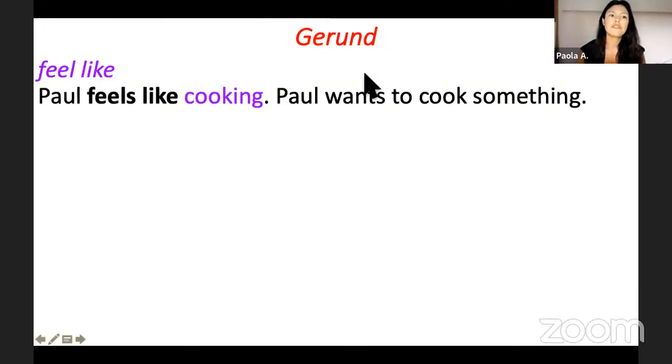Next verb, feel like. Could you read the sentence? Paul feels like cooking. Paul wants to cook something. So here we're seeing another verb, right? Remember, this is from infinitives, right? It's always going to be followed by a verb in the infinitive, right? Let's see the next sentence.